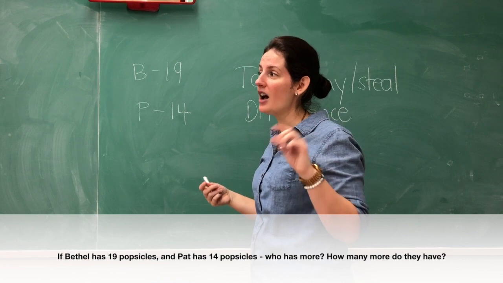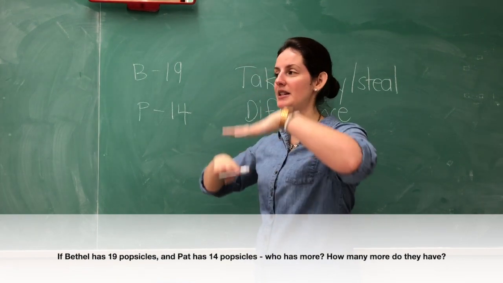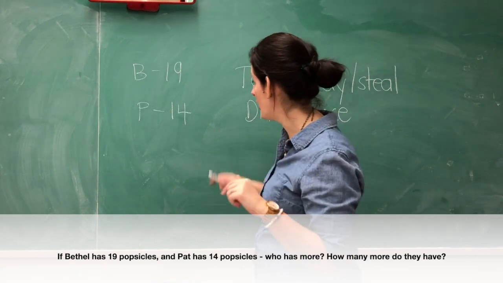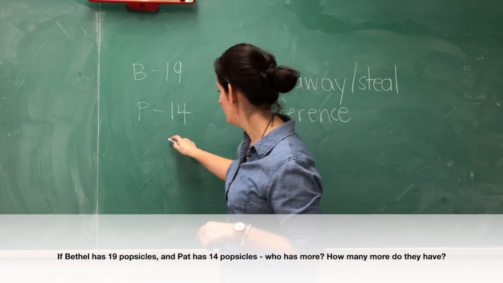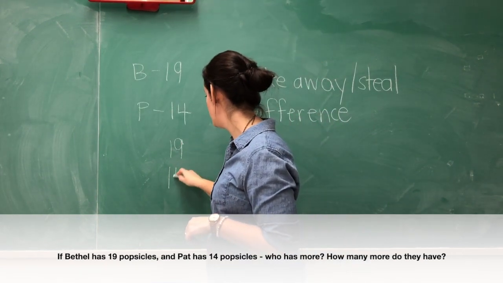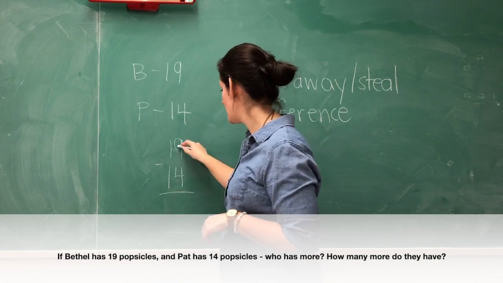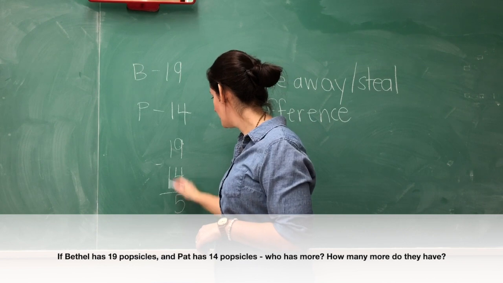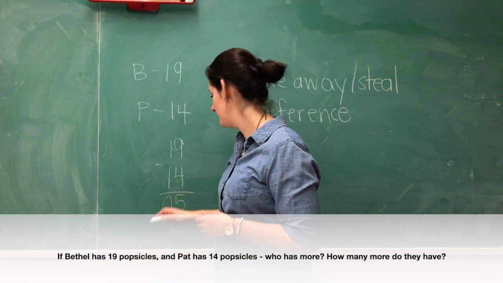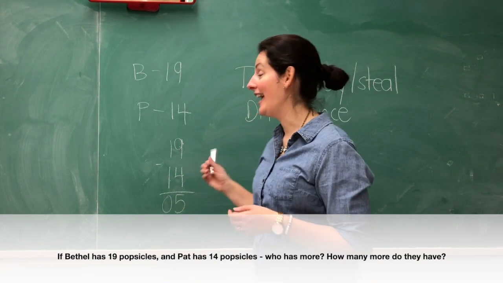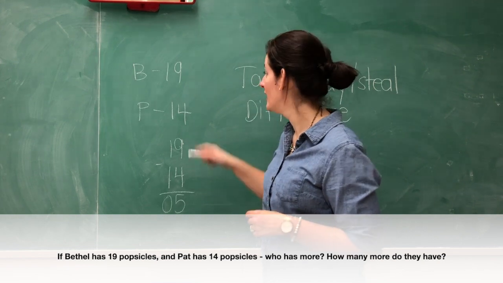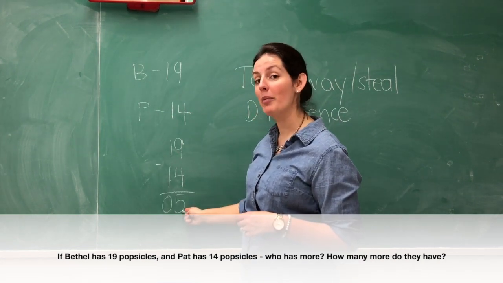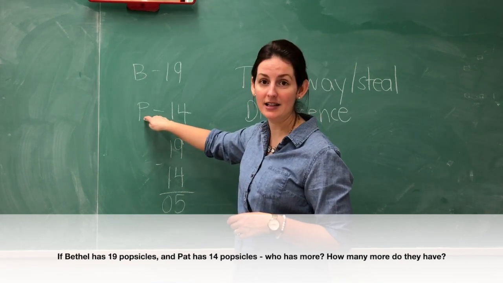And if you're ever not sure which number to put on top in the tower, remember that we always put the bigger number on top. So, okay, 19 is our bigger number. Let's subtract. What's 9 minus 4? 5, good. 1 minus 1 is 0. So, the answer to this question is, Bethel has 5 more popsicles than Pat.